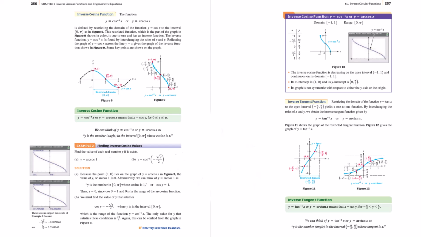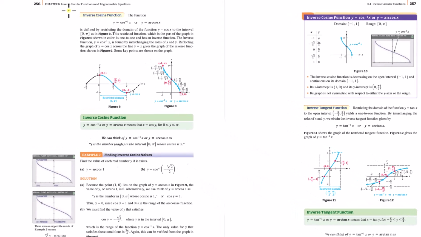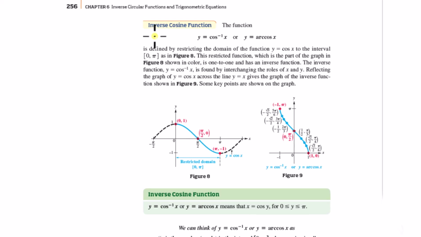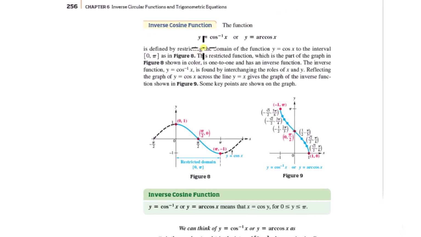All right, we're picking up where we left off, going over the inverse trig functions. So we just learned about the inverse sine function. Now let's take a look at the inverse cosine function. So here's inverse cosine, cosine to the minus 1 of x, or y is equal to arc cosine of x.